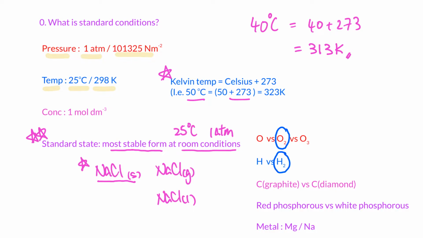H and H2, again, H2 will be stable. Graphite and diamond, you may say, oh, diamond is very hard. Yes, true, but most of the time we get graphite. Graphite is the more stable form. For red phosphorus and white phosphorus, if you haven't seen them before, no worry, we seldom ask things like this. This one is red phosphorus. Metals will be in a solid state, like Mg, or sodium Na, Mg solid, sodium solid. So that would be the standard state.